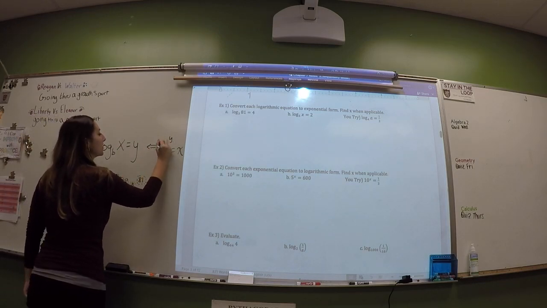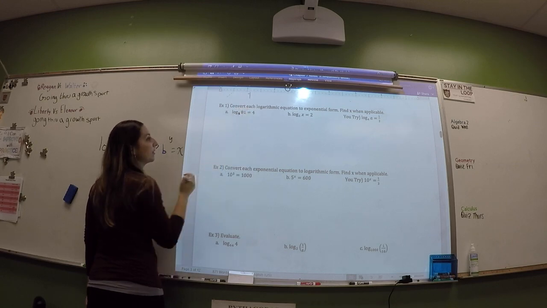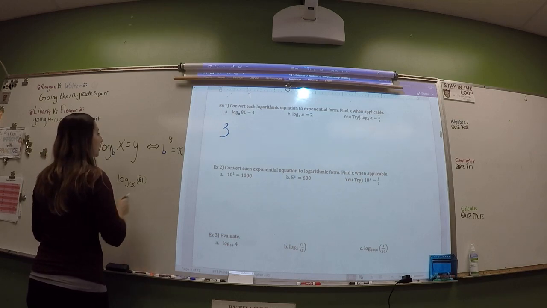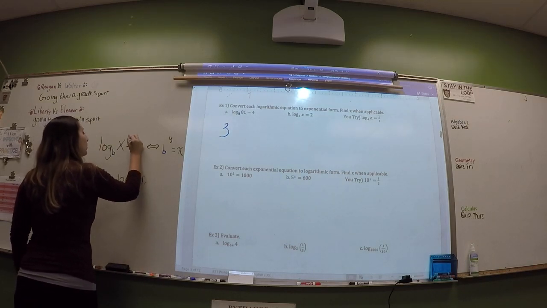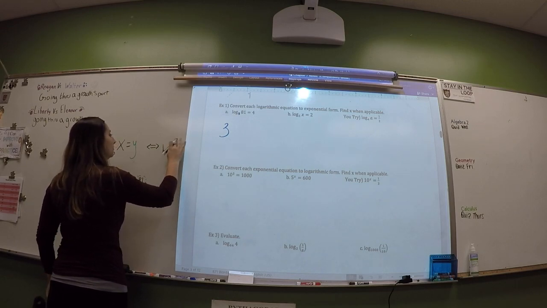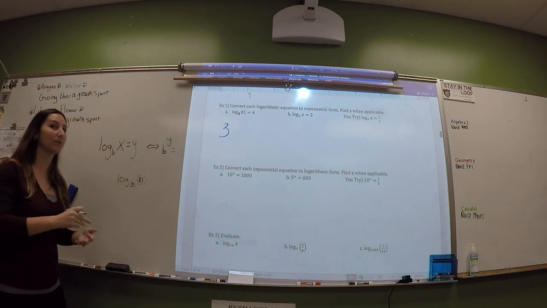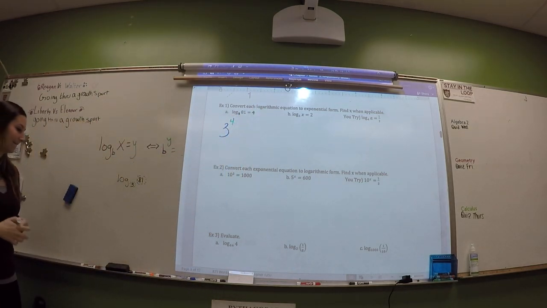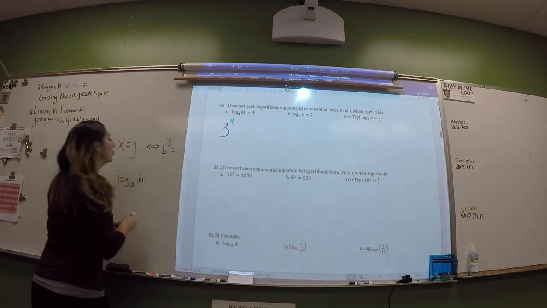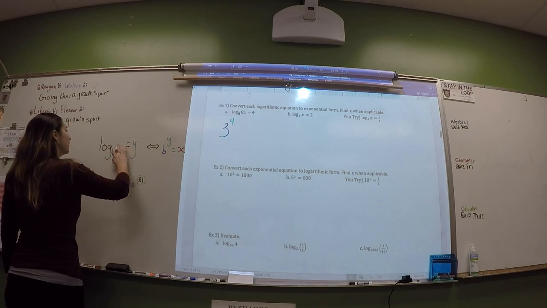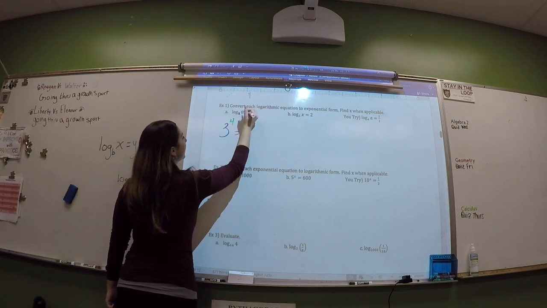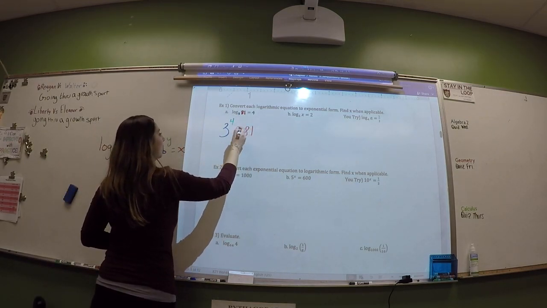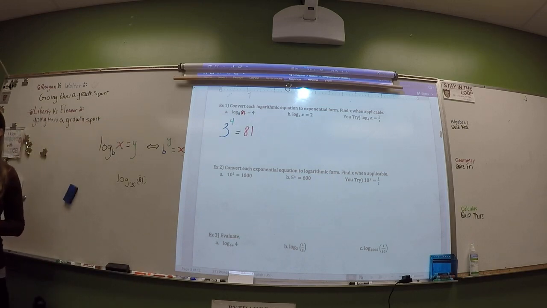What we're going to do first is take the base of the logarithm, which is the subscript, and turn that into the base of the exponent. Then we take what it's equal to, which is 4, and that becomes the exponent. All of that will be equal to the log number, which is 81. Does this make sense? Is 3 to the 4th 81? Yes.